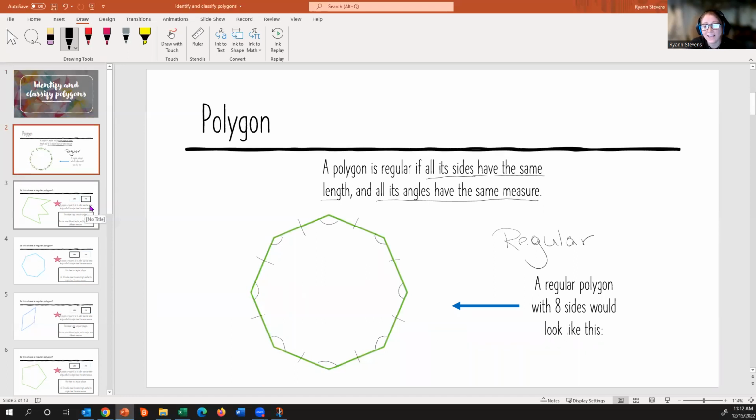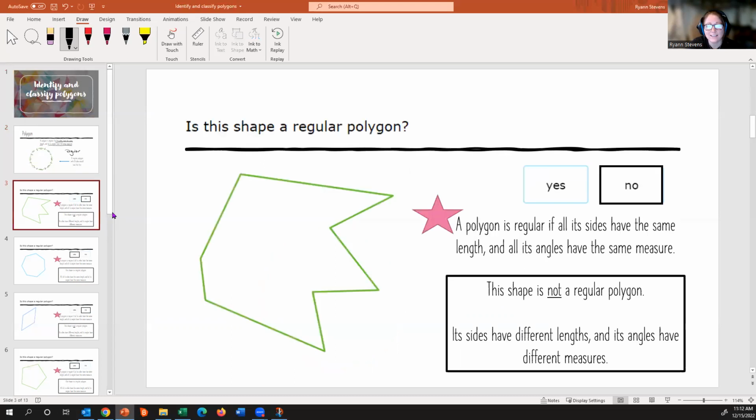Now, when you're determining if it's regular or not, that's what you want to look for: those angle measures and those side measures. Even though there are no measurements, we can look and determine if they would be the same lengths.